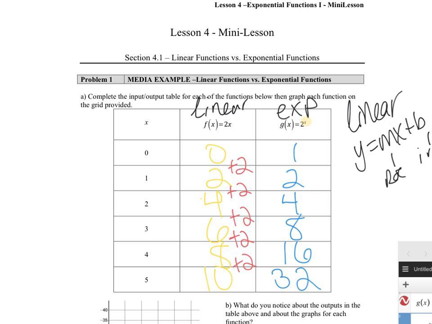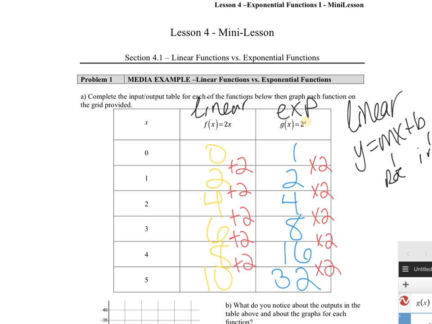So then we're going to look for a multiplication pattern. Well, 1 times 2 is 2. 2 times 2 is 4. 4 times 2 is 8. 8 times 2 is 16. 16 times 2 is 32. So instead of a plus 2 pattern, we have a times 2 pattern. That's what you look for as a characteristic of an exponential function.